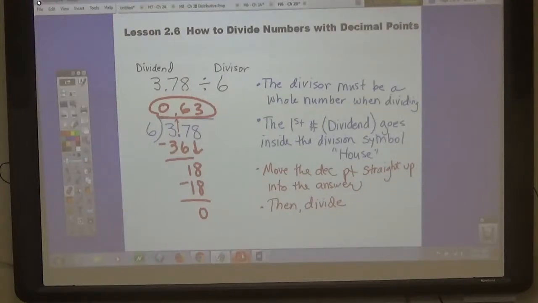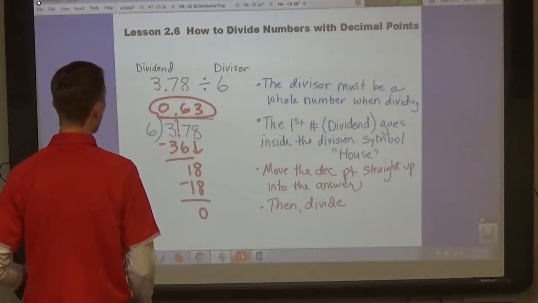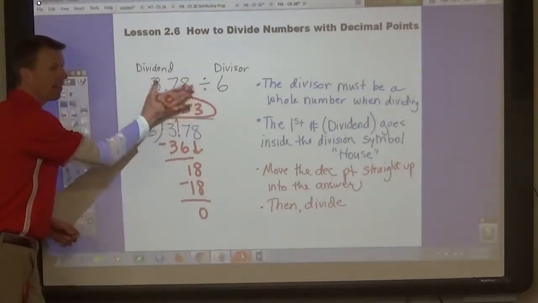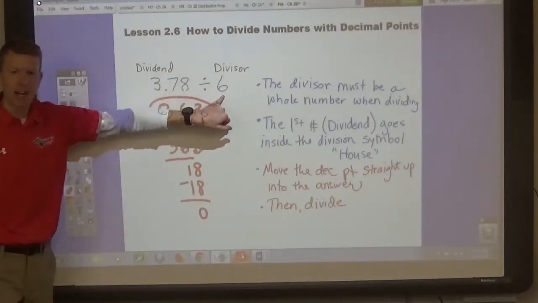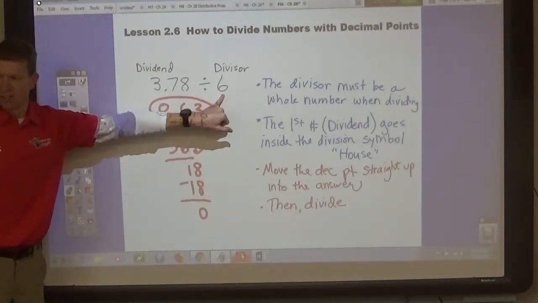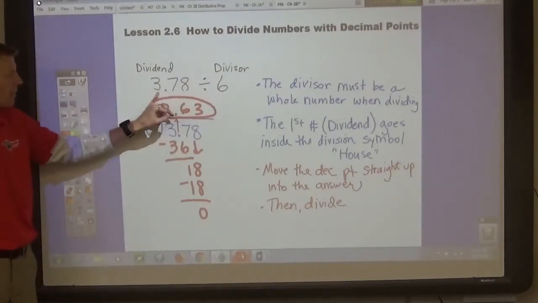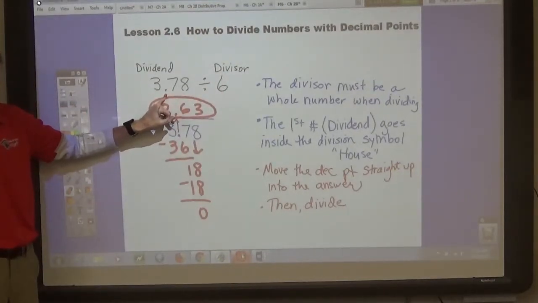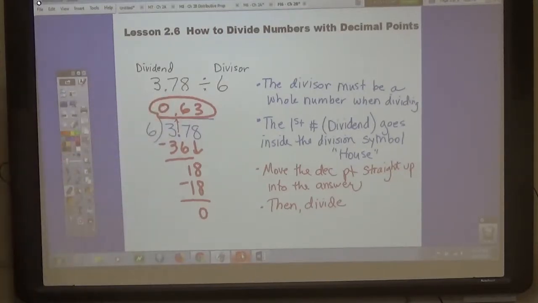Sixth graders, our lesson today is dividing numbers that have decimal points in them. So dividing this number, the dividend, by a divisor. And notice that the divisor is a whole number, but the dividend has a decimal point in it. Okay? So, how do we do this?